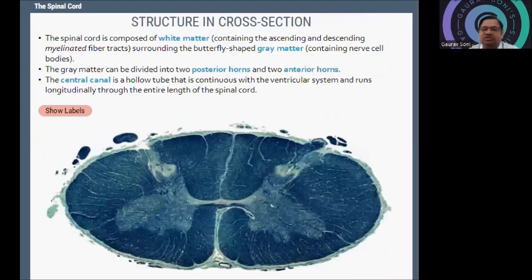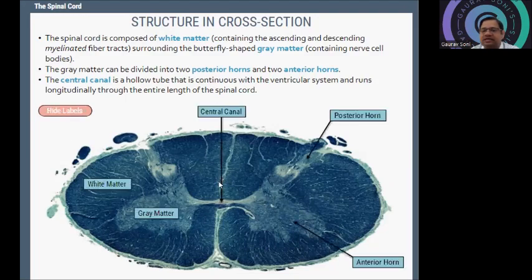Next we can see a cross structure. So the spinal cord composed of white matter containing ascending and descending myelinated fiber tracts surrounding the butterfly or H-shaped gray matter. So gray matter is inside, white matter is outside. Gray matter contains the nerve cell bodies. Further, the gray matter can be divided into two parts, posterior horn and anterior horn. The central canal is hollow tube that is continuous with the ventricular system and runs longitudinally through the entire length of spinal cord.